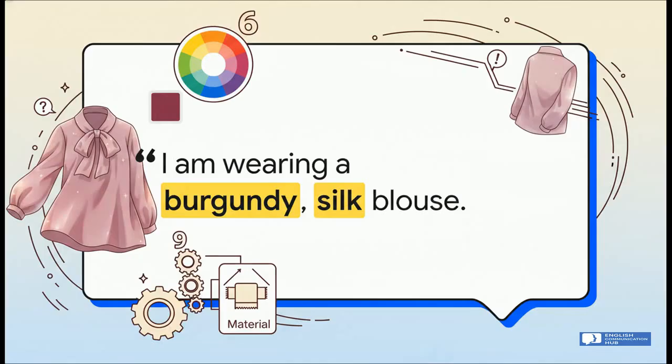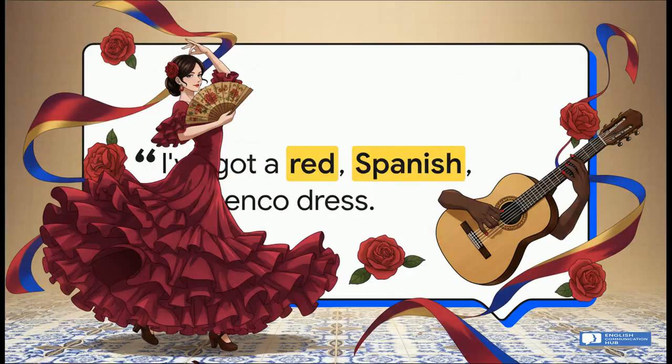See how that works? Let's try one more. I've got a red Spanish flamenco dress. Okay, so red is our color, number 6 on the list, and Spanish is the origin, which is number 8. Once again, the order is spot on. That's exactly why the sentence just flows. It's following that secret code.